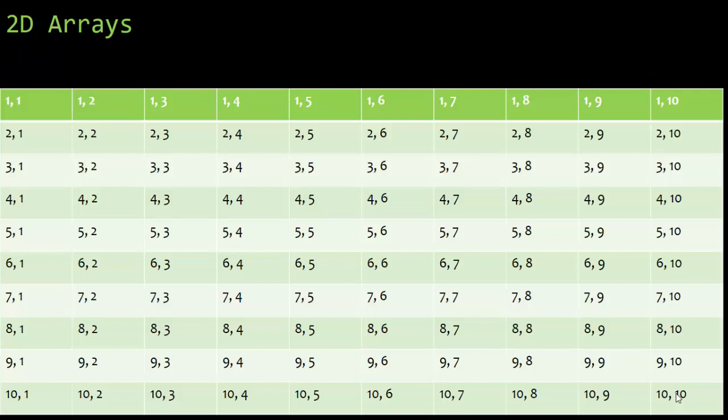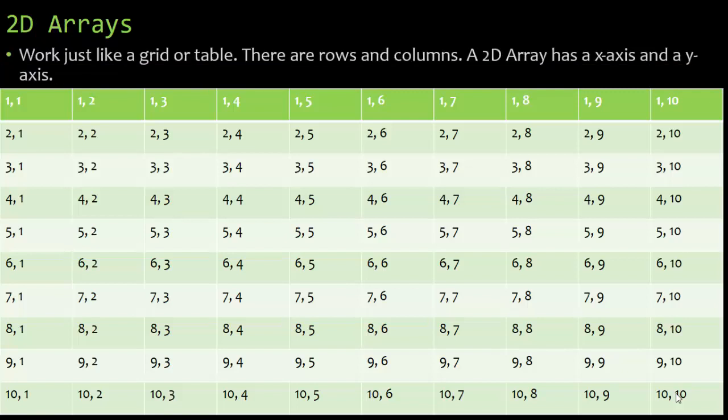Now, 2D arrays work just like a table or a grid. A 1D array is simply a list. A 2D array allows you to implement a table or chart. And if you think of it like that, it's a lot easier to understand. It does have an X-axis and a Y-axis.